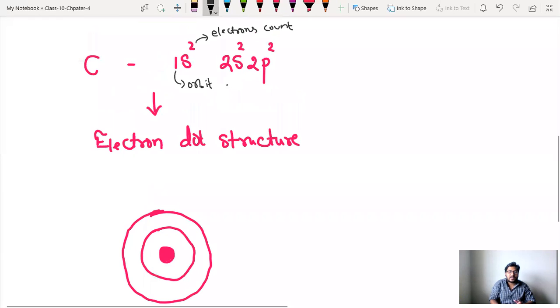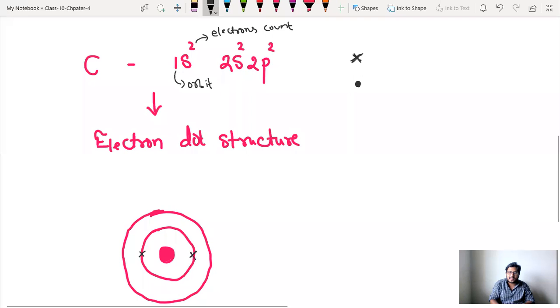Now, how many orbits carbon has? 1 means first orbit, 2 means second orbit. So 2 orbits we have drawn. And in first orbit, how many electrons? 2. Here there will be 1 electron. You can represent with cross. Sometimes you can represent electrons with dot. Both are correct. You can play tic-tac-toe. In that, cross and circles will be there, right? Like that. Cross is a representation for electron. At the same time, small dot is also representation for the electron. Either way you can represent.